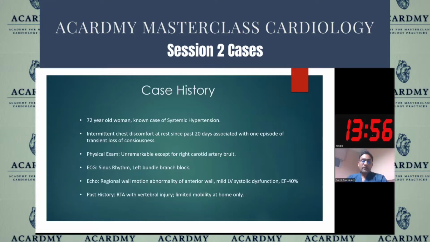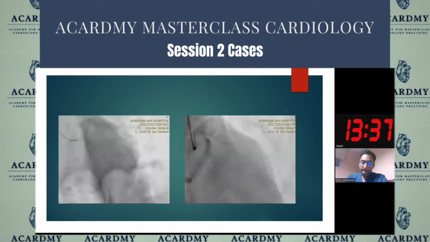Physical exam was unremarkable except for a right carotid artery bruit. ECG showed sinus rhythm with the left bundle branch block. Echo showed regional wall motion abnormality of the anterior wall with mild LV dysfunction. And there was a past history of road traffic accident, and she had a vertebral injury, and due to that, her activities were limited.